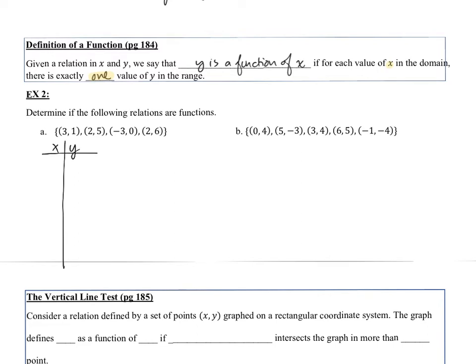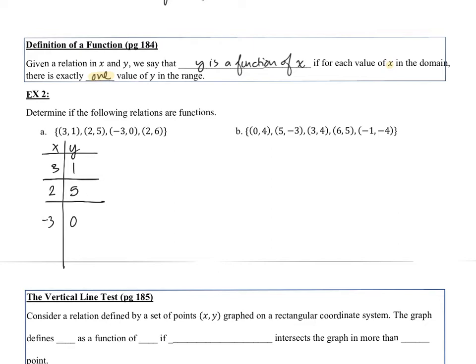So the first one, I have 3, 1. The next one, I have 2, 5. I don't see another 2 for x, so I'll go ahead and write that down. Then I see negative 3, 0. Okay. Lastly, I see 2, 6. Oh, we already had a 2 for x.